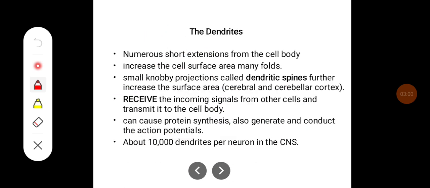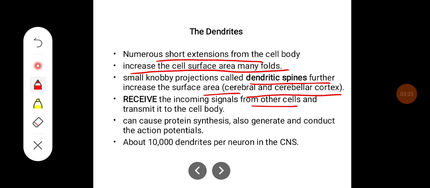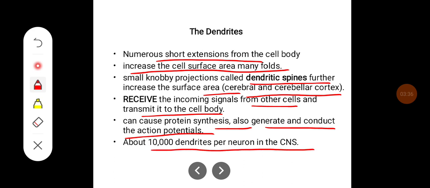The dendrites are numerous short extensions from the cell body, they increase the cell surface area by many folds. Small knobby projections called dendritic spines further increase the surface area, particularly in the cerebral and cerebellar cortex. The dendrites receive the information from other cells and transmit to the cell body. They can cause protein synthesis, and also generate and conduct the action potential. About 10,000 dendrites per neuron are seen in CNS.